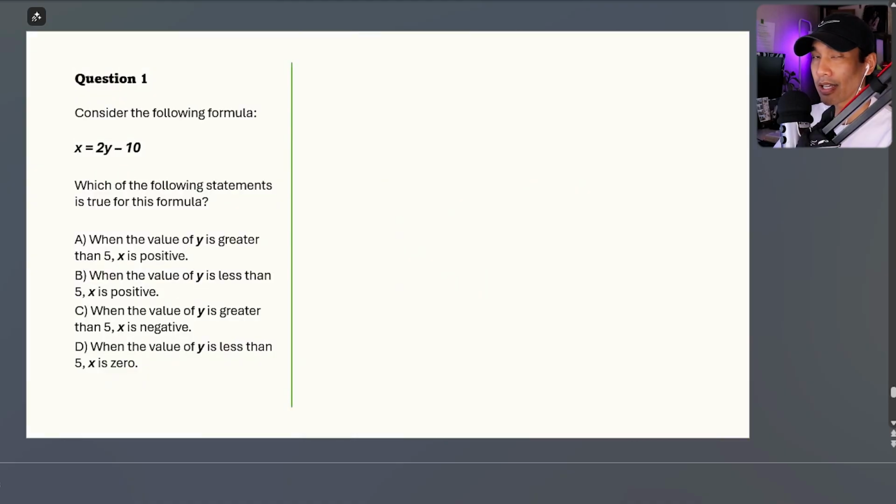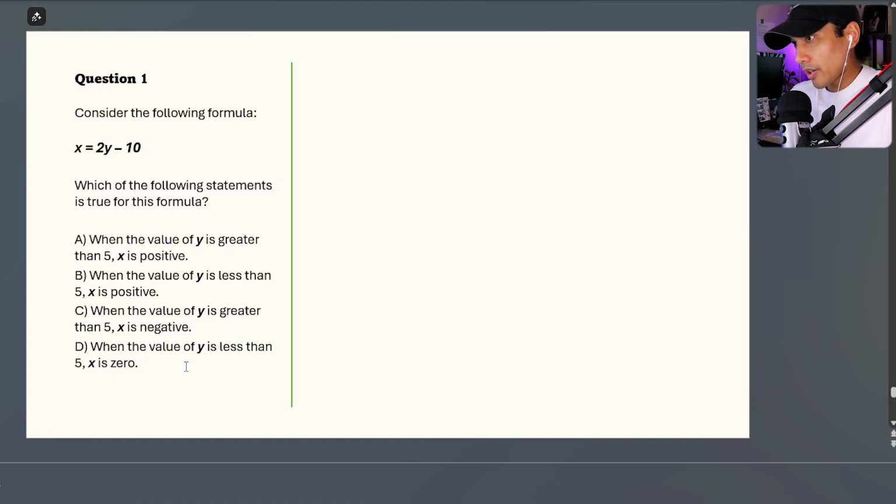All right, let's just start. X equals 2y minus 10. Consider the following formula. This is exactly how it's going to be written. And then you're going to be given these statements here. When the value of y is greater than 5, x is positive. When the value of y is less than 5, x is positive. When the value of y is greater than 5, x is negative. When the value of y is less than 5, x is 0.